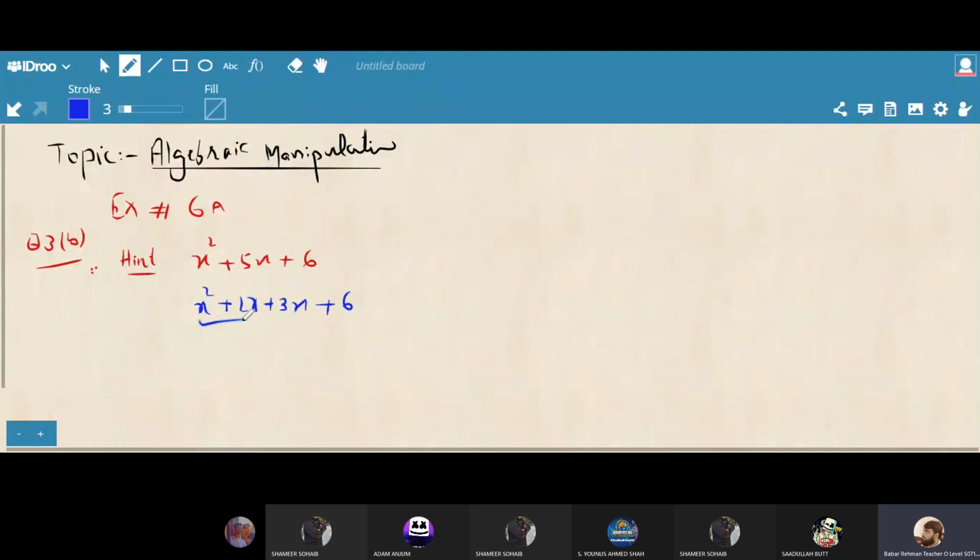Okay. Now breaking the middle term, after that you have to make groups of them. What is common in the first group? x is common: x times x plus 2. What is common from here? 3. So 3 times x plus 2. The bracket x plus 2 is common from both. And then x plus 3. This is the answer.